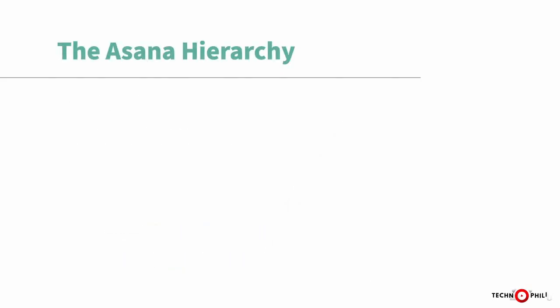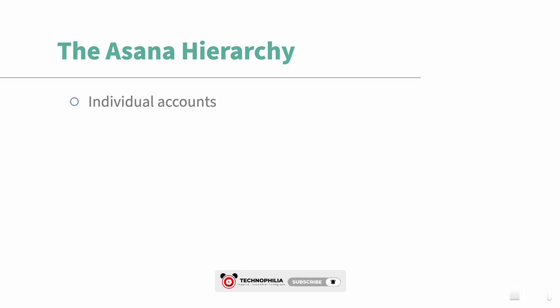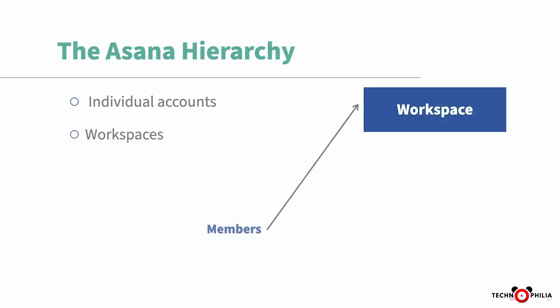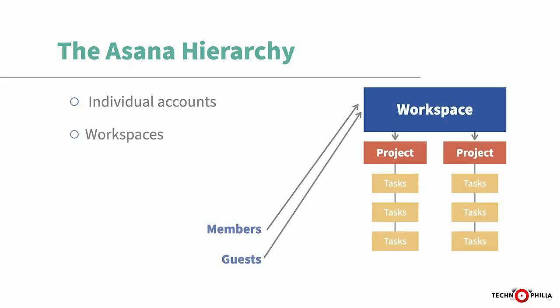Now, for those signing up for Asana on their own, using a personal email address like Gmail or Outlook.com, which is not part of a separate organization, the hierarchy is similar but with one big difference. There are no teams. Instead, a workspace is created for members and guests, and that's where the project and their tasks reside. So that's the Asana hierarchy in a nutshell.